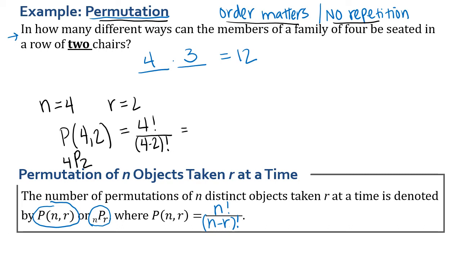All right, well, 4 factorial is 4 times 3 times 2 times 1. 4 minus 2 factorial is just 2 factorial, which is 2 times 1.